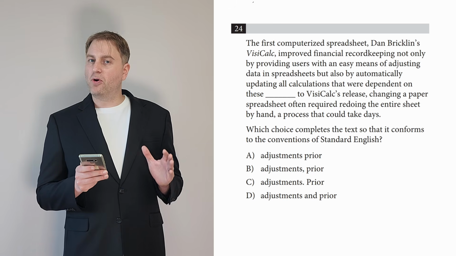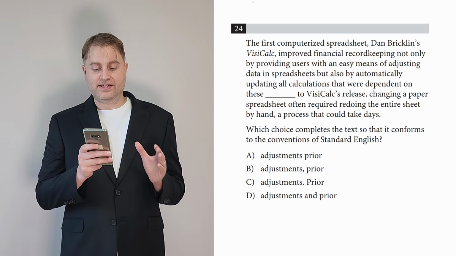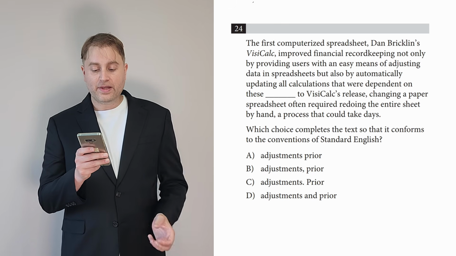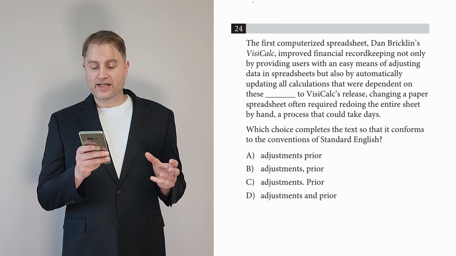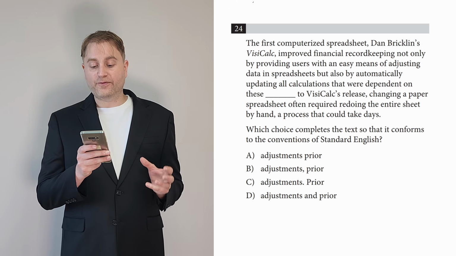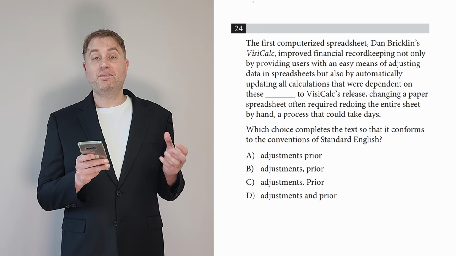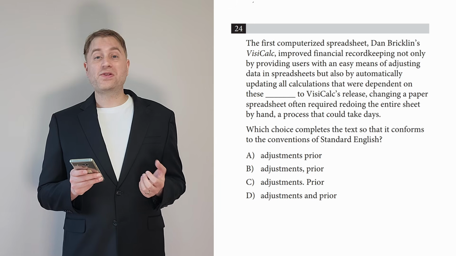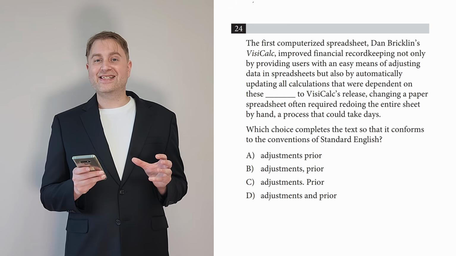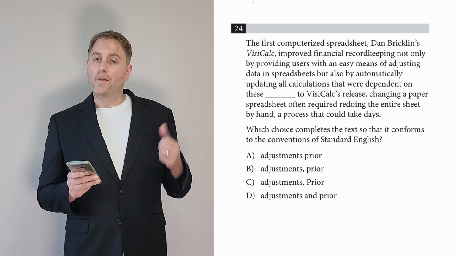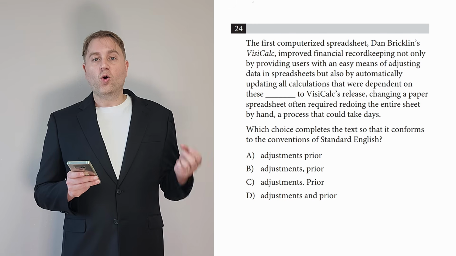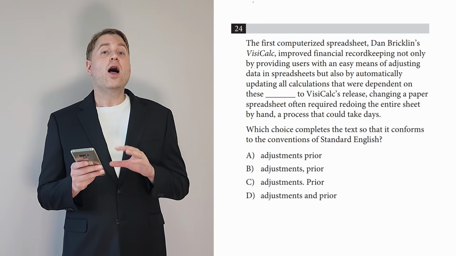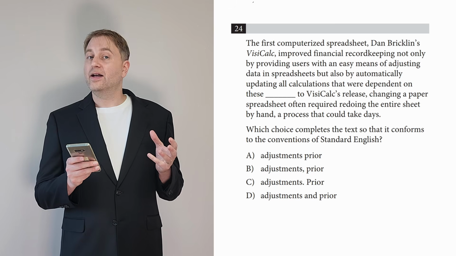Now, up until this point, again, we have a complete sentence. And if we look at the second half, we'll find that we have one here too. Prior to VisiCalc's release, changing a paper spreadsheet often required redoing the entire sheet by hand, a process that could take days. Now, I said before that there were three common ways to join together independent clauses: a period, a semicolon, or a comma followed by one of the FANBOYS. And in this case, we only have one of those options: C, a period.